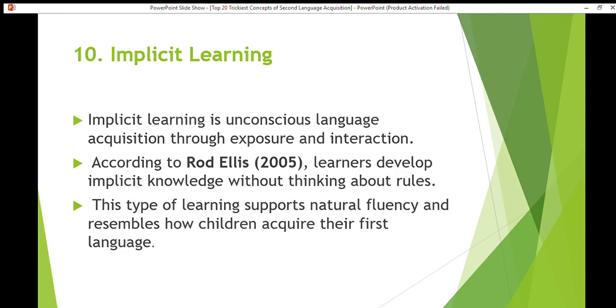Implicit learning happens naturally without thinking about rules. It develops fluency. A child learns English by watching movies, not by studying grammar books.